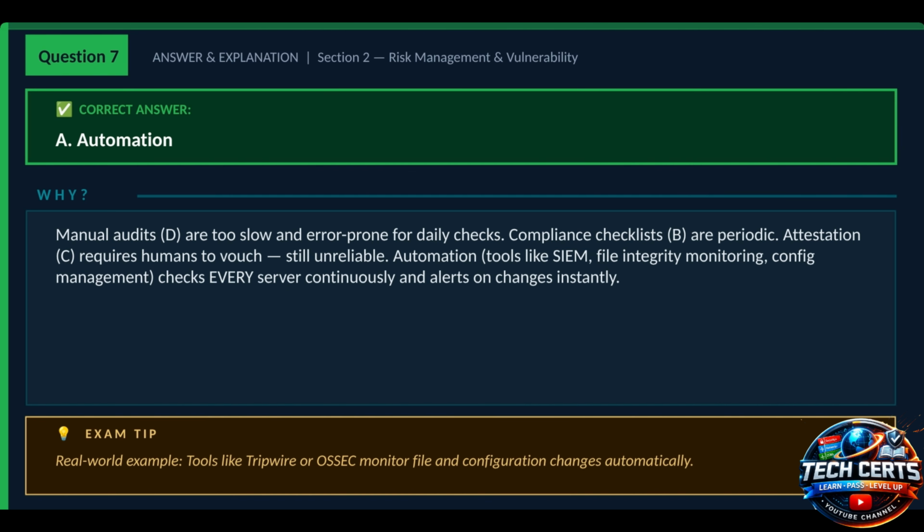Automation, tools like SIEM, configuration management software, or file integrity monitoring can check every server continuously, flag changes, and alert your team instantly. Real-world tools like Tripwire or OSSEC do exactly this.